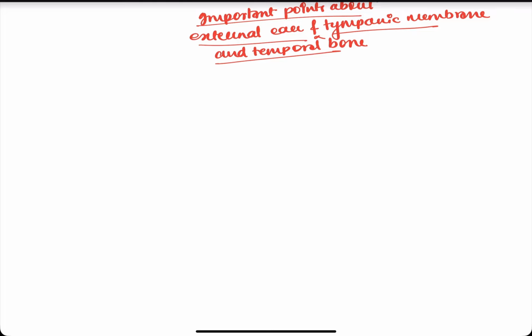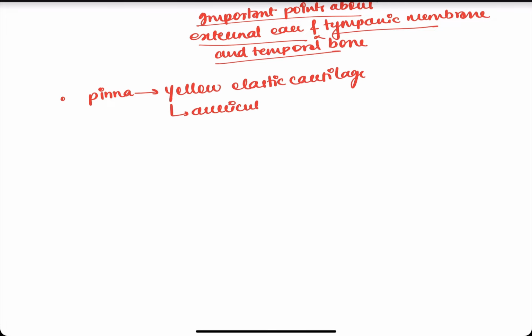So the first thing is, the pinna is made of yellow elastic cartilage, which is known as auricular cartilage. And this auricular cartilage is present in the cartilaginous part of the external auditory canal.